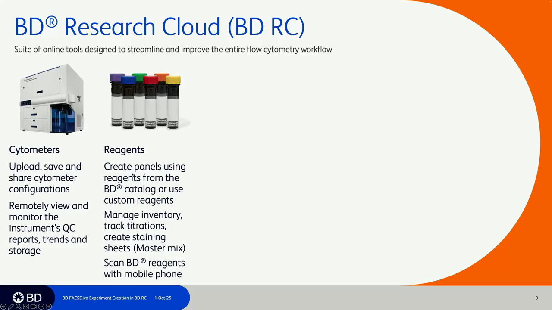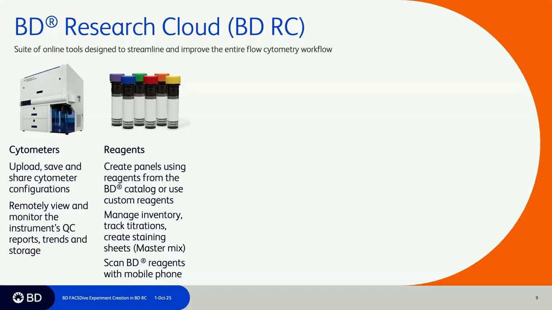For reagents, you can create panels using reagents from the BD catalog, or you can use custom reagents using fluorochromes from other vendors. You can manage your reagent inventory, so keep track of which reagents are currently in your lab, their location, their titration, and you can create staining sheets with this information.